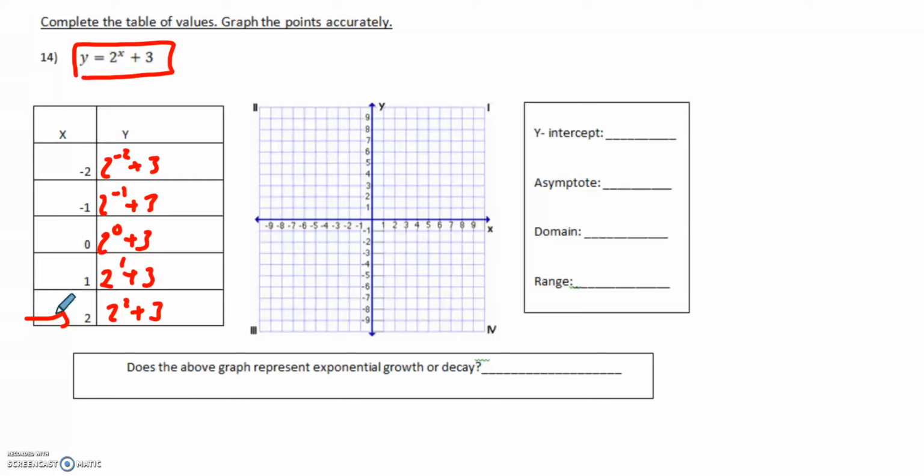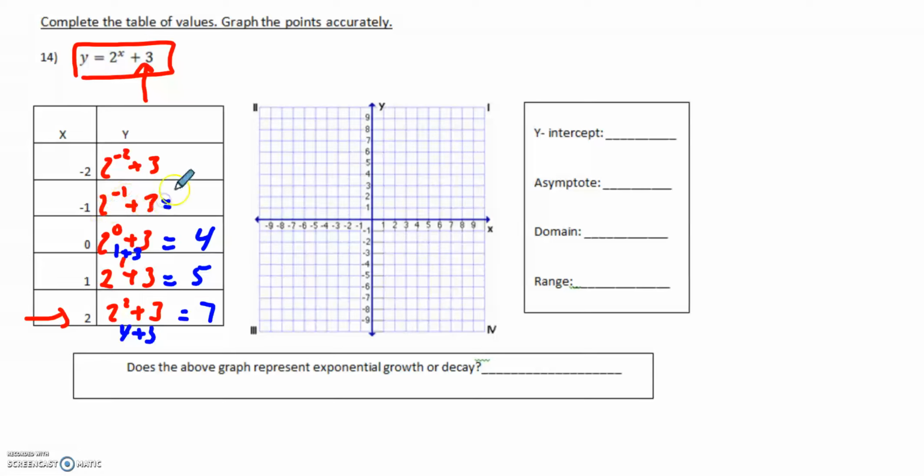Unfortunately, that pattern that we noticed between the negative 2 and 2 and the negative 1 and 1 in class does not work if there's anything happening to the function like going up 3. So we're just going to have to do the order of operations here. So 2 squared is 4. So 4 plus 3 gives me an output value of 7. 2 to the first is 2. 2 plus 3 is an output of 5. 2 to the 0th is 1. 1 plus 3 gives me an output of 4.